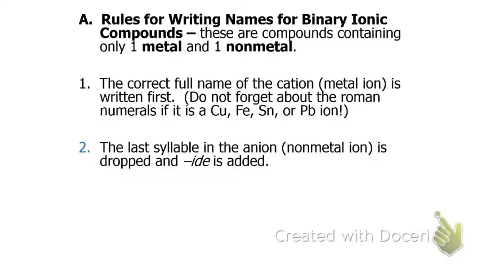The anion is the last syllable. It's going to be the nonmetal. So chlorine becomes chloride, fluorine becomes fluoride, oxygen becomes oxide. That is just like what we did in the molecular. We're just not putting any prefixes with them. So they change to IDE for the binary. Remember, binary is 2 things. So literally, we're just going to write what it says.